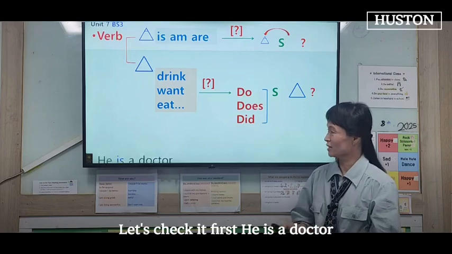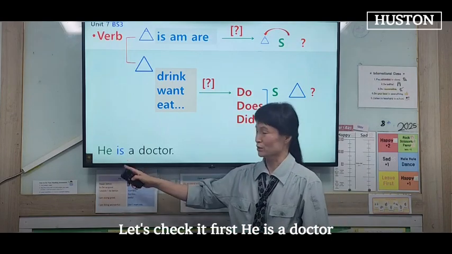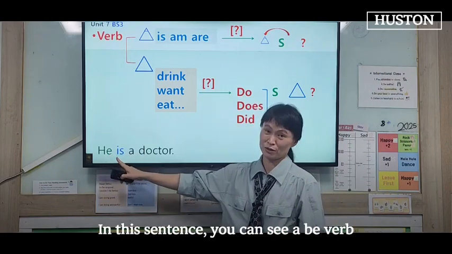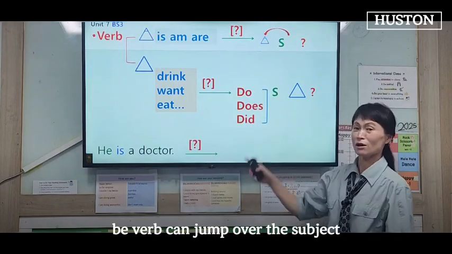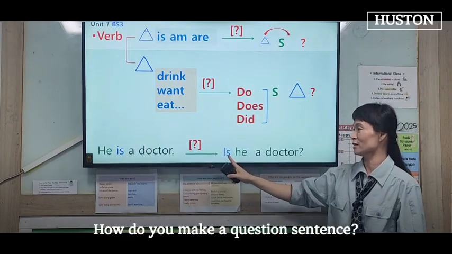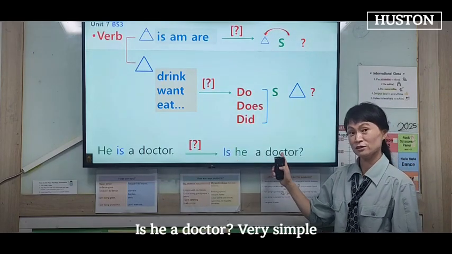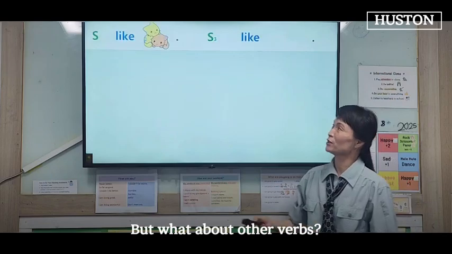Well done. Let's check it first. "He is a doctor." In this sentence, you can see a be verb. Be verb can jump over the subject. How to make a question sentence? "Is he a doctor?" Very simple. But what about other verbs?